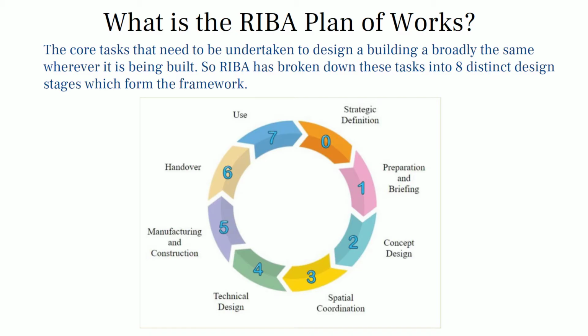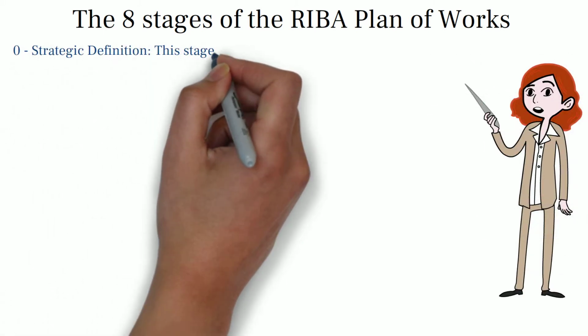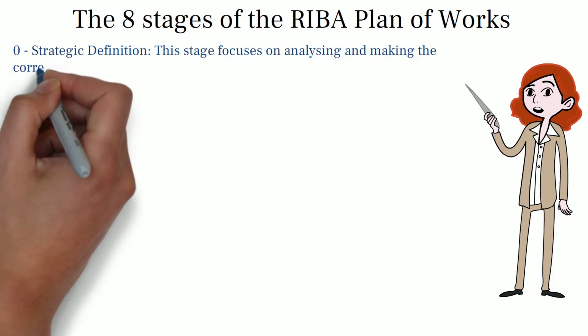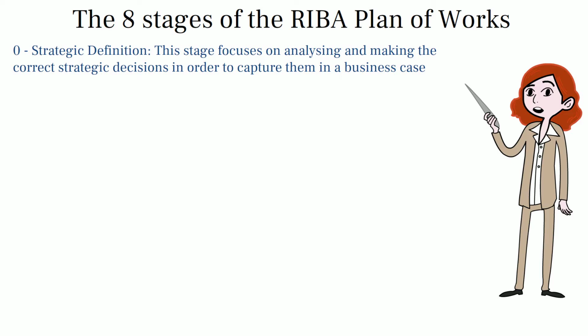It is important to note that the stages have been designed and intended to be thought of in a circle rather than a straight line, as you can see by the image. The 8 stages are as follows. 0. Strategic definition. This stage focuses on analysing and making the correct strategic decisions in order to capture them in a business case. The advantages and disadvantages, risks and budget must be considered along with site surveys and potential planning appraisals before undertaking comparative analysis to allow for the best options to be rated for the client's specific requirements.